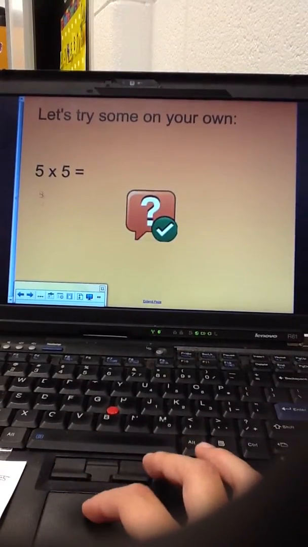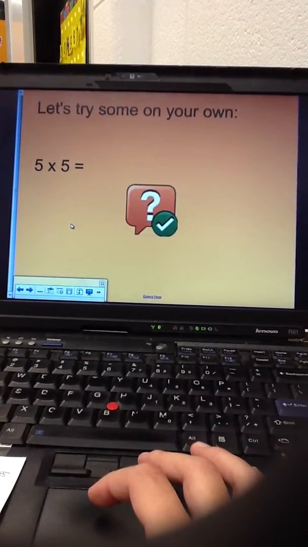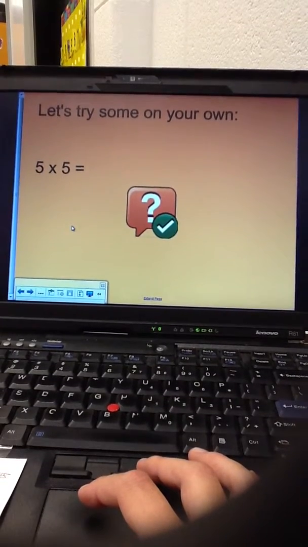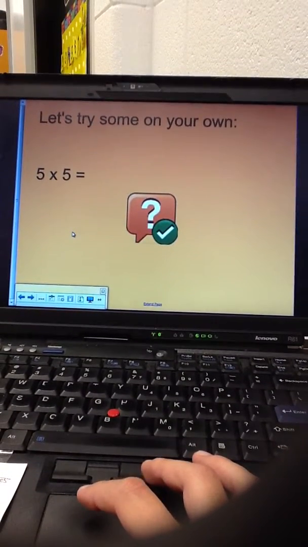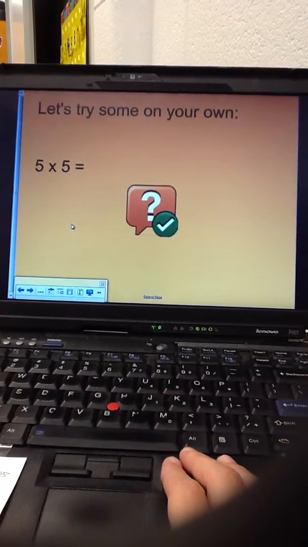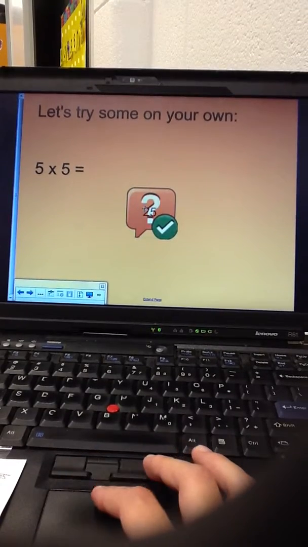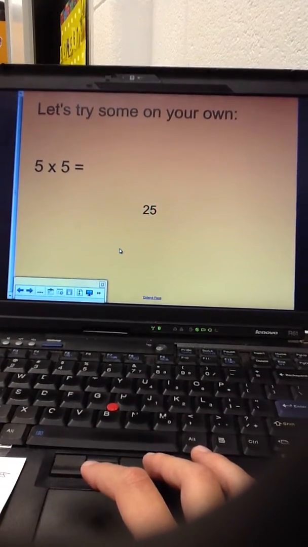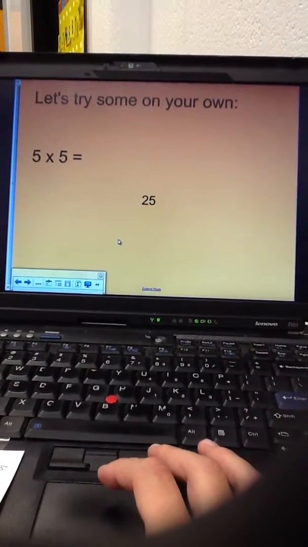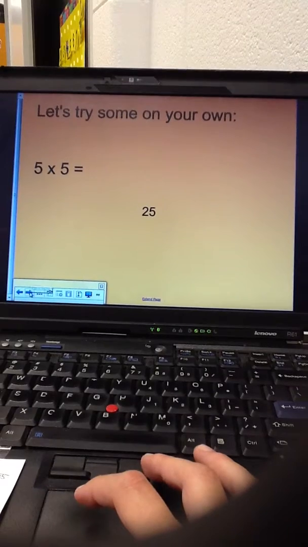Next problem. 5 times 5. Use one of our 4 strategies to solve 5 times 5. Hopefully you and your group got 5 times 5 was 25. Again, pause that video, talk with your neighbors on how you solved that problem.